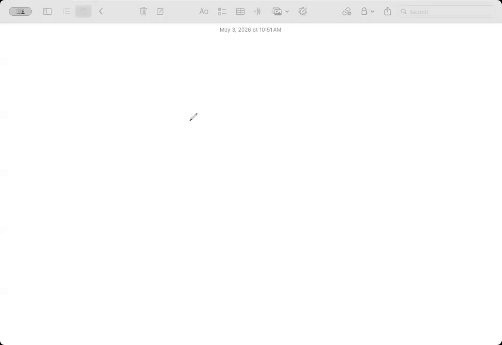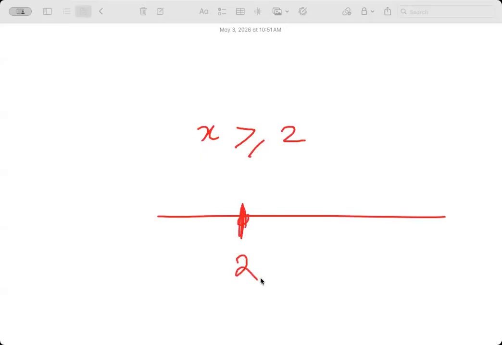Okay. How about this? If I have x is greater than or equal to 2, how do you represent it on the number line? 2 is here. What do you do with that? How do you represent it? You can show it to me on the board. You can just do it with the mouse. I don't think you have a pen or anything. That's okay. You go ahead with the mouse.